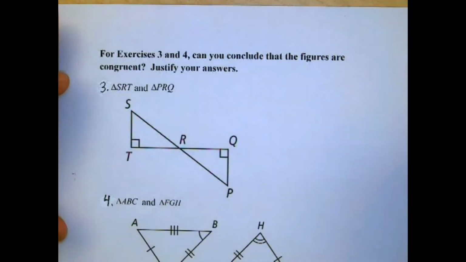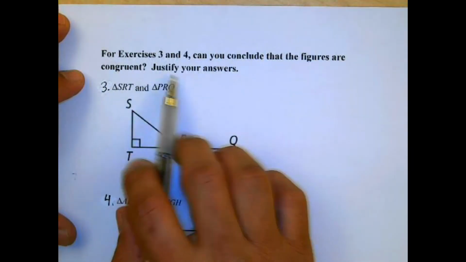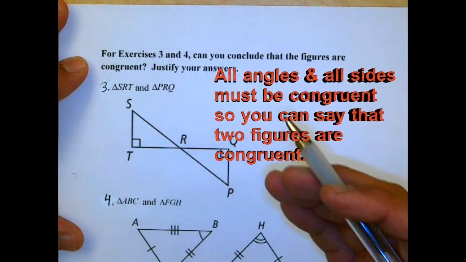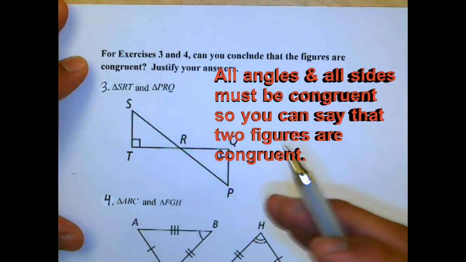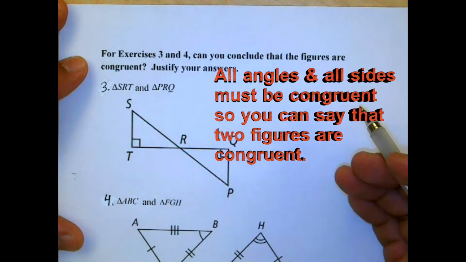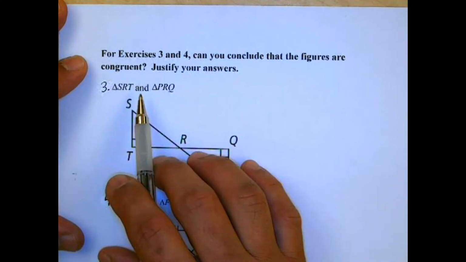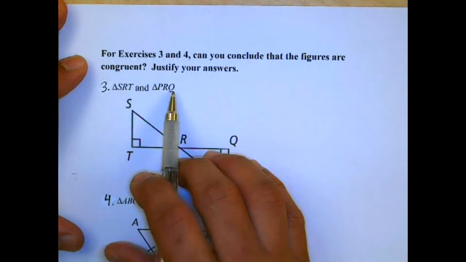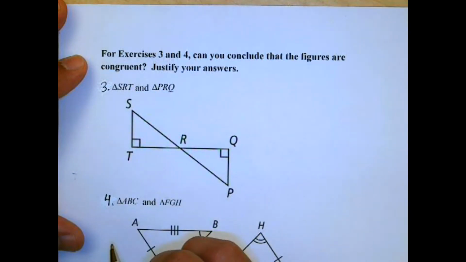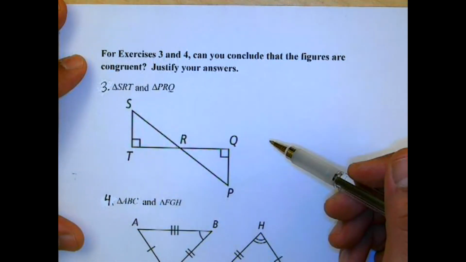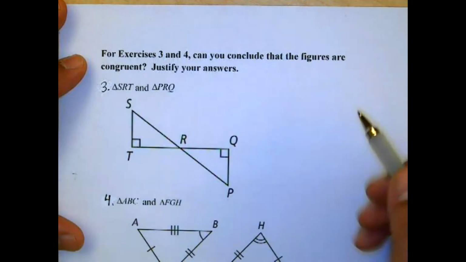Okay, for exercises 3 and 4, can you conclude that the figures are congruent? And we're supposed to be able to justify our answers. Now, what you just heard about congruent figures is you have to have all angles congruent and all sides congruent if you're going to say that the two figures are congruent. In problem 3, it says that triangle SRT is going to be compared to triangle PRQ. Are these two congruent to each other? Well, you need to have all of the sides congruent and all of the angles congruent. So we're going to look at this figure to see if we have all angles and all sides equal to each other, so we can say that these two would be congruent.